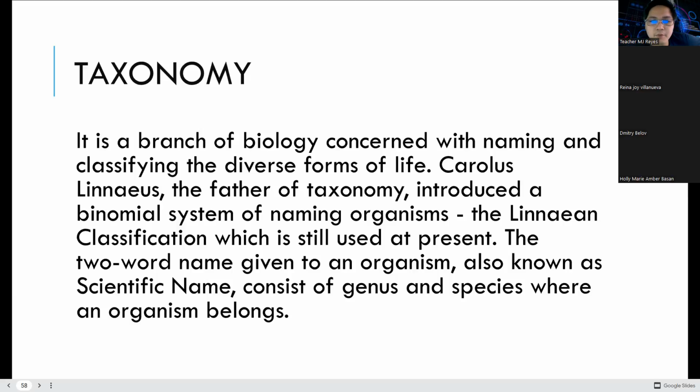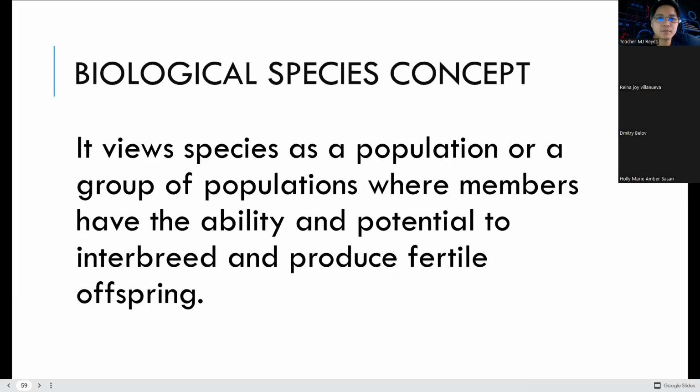Okay. The two-word name given to an organism, also known as the scientific name, consists of genus and species, where an organism belongs. Biological species concept: it views species as a population or a group of populations whose members have the ability and potential to interbreed and produce fertile offspring. So this is the biological concept. Again, the purpose of the biological species concept is to have a biodiverse species. Okay, we will have a variety of species because they interbreed.